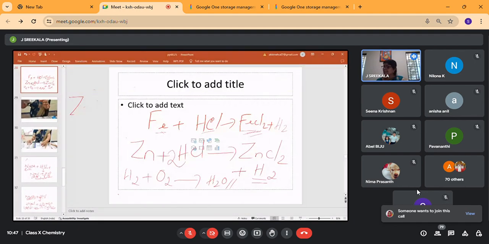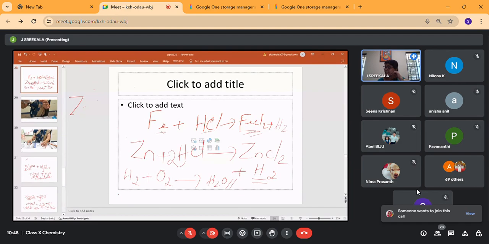Dilute sulfuric acid with zinc. Okay? It is a question in your exercise. You have to write it in the form of equation. Can anybody write and show me that in your video?